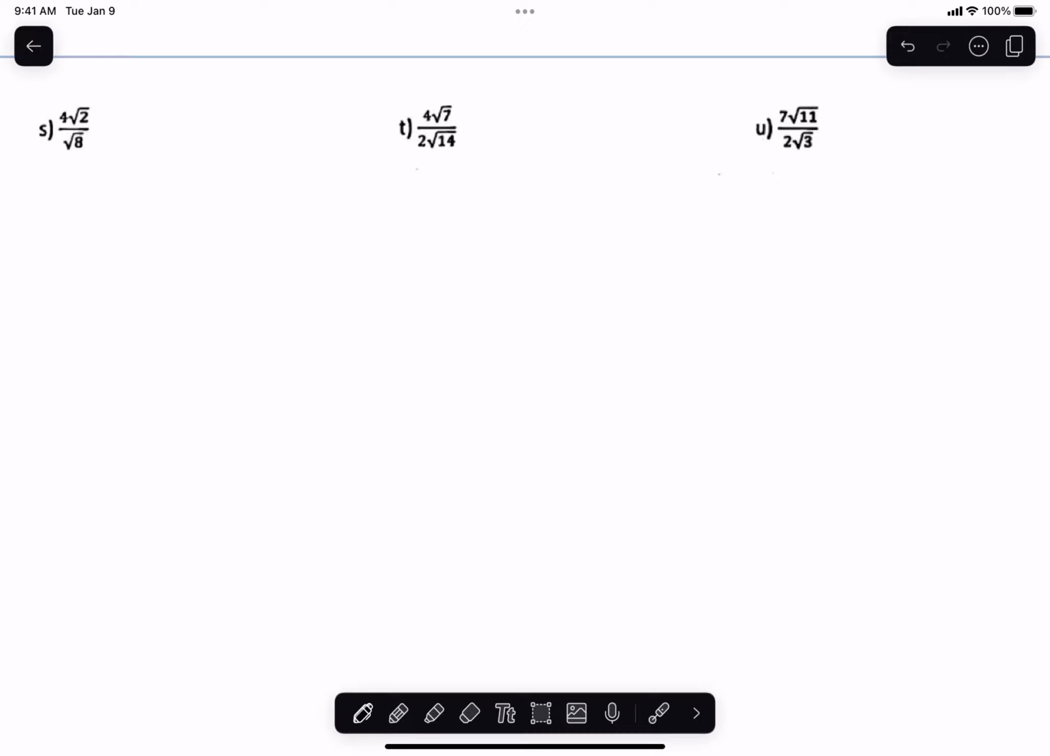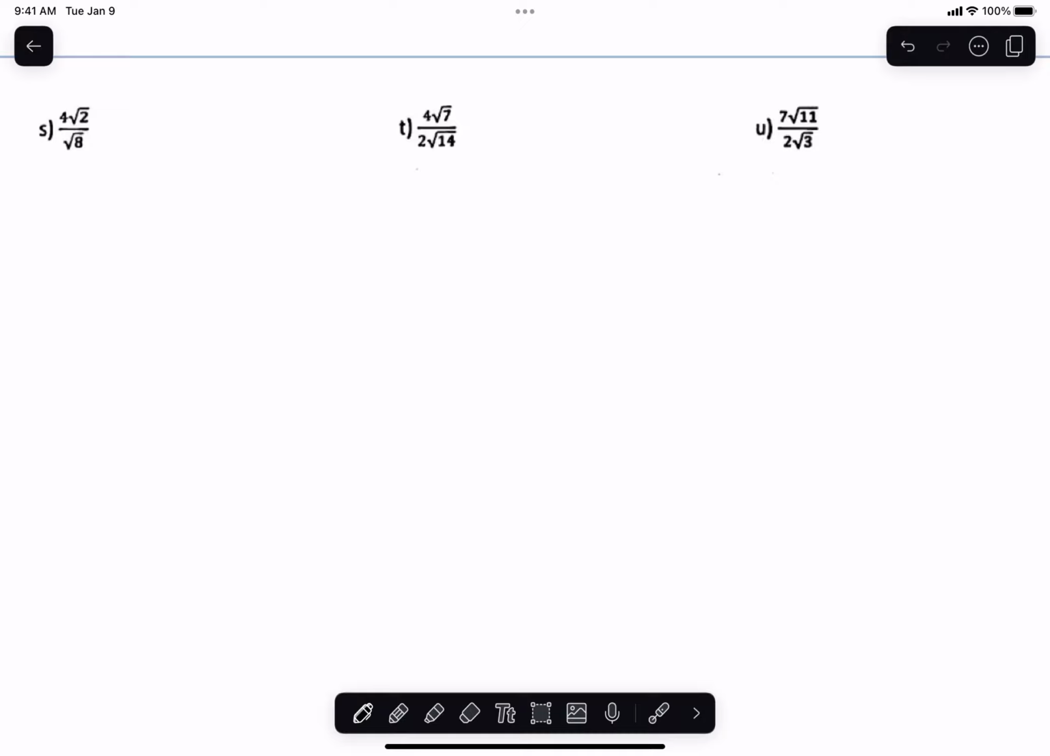Okay, so this is the last 3 questions from the radical review sheet, okay? And this one's going to be maybe a little tougher from the standpoint that after I multiply by the radical that's in the denominator, I'm going to get a radical in the numerator that's going to be reducible, like that can be simplified. Okay, so that'll be what makes this question a little bit more challenging.